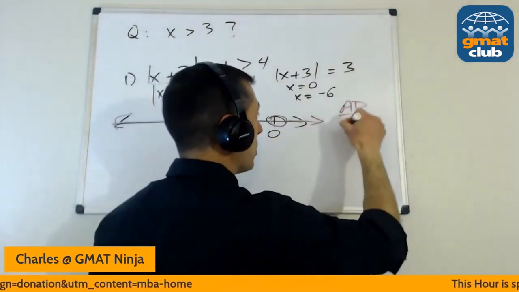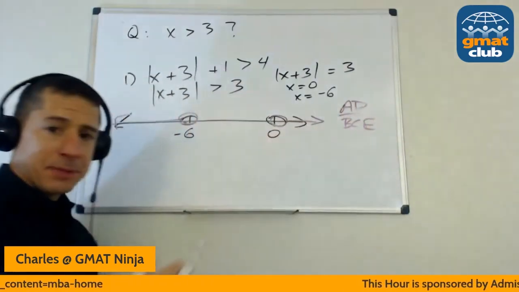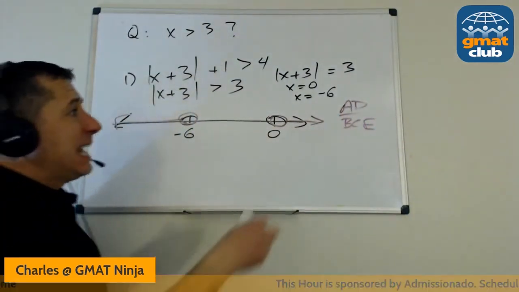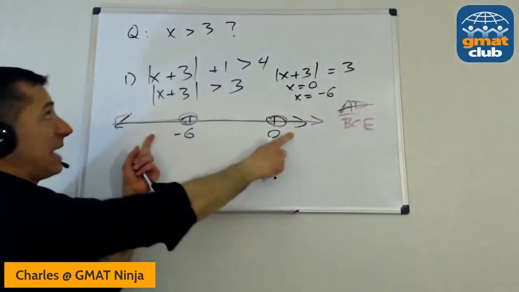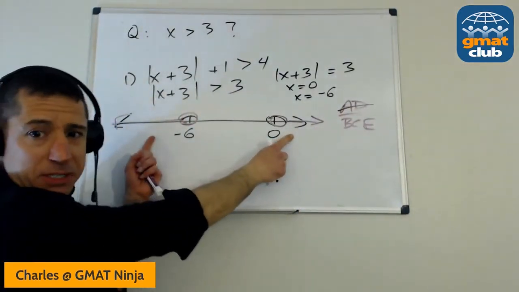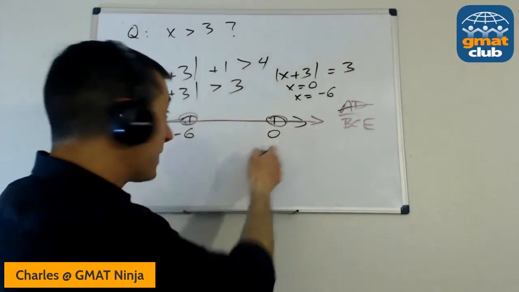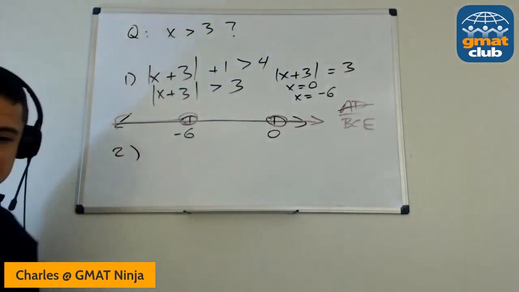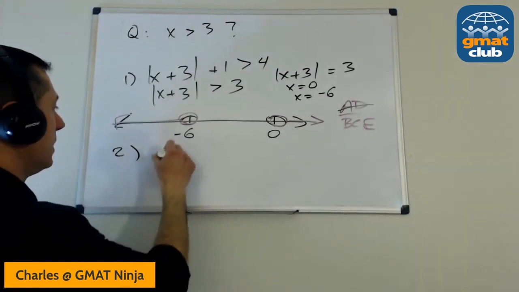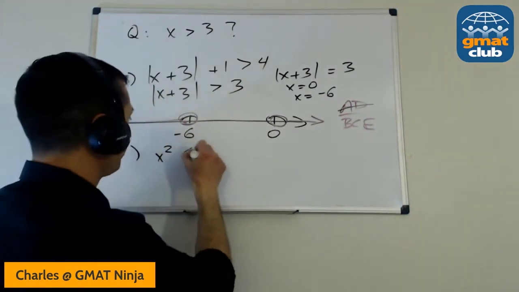So that's the non-technical approach to absolute values and inequalities for those of you who need it. A is not sufficient because x certainly doesn't need to be bigger than 3. You could pick numbers there too, that's fine. But I want to get at the foundations that will help you more broadly with a bigger variety of these questions. Statement 2: x squared less than 9.